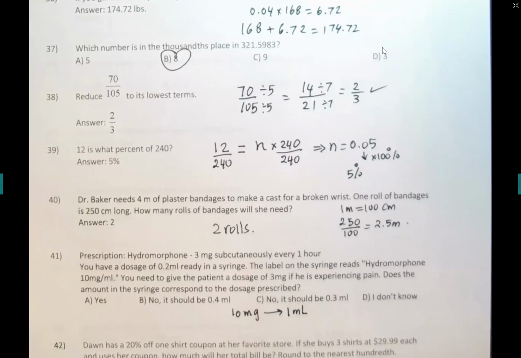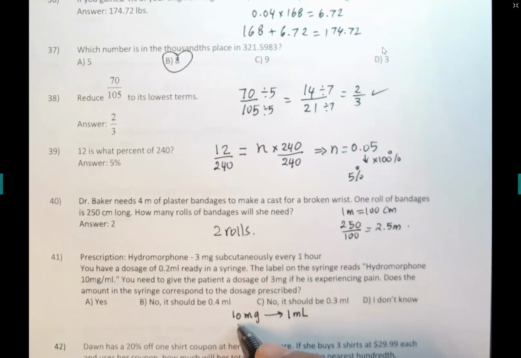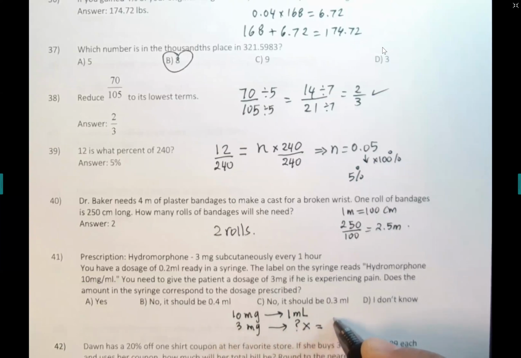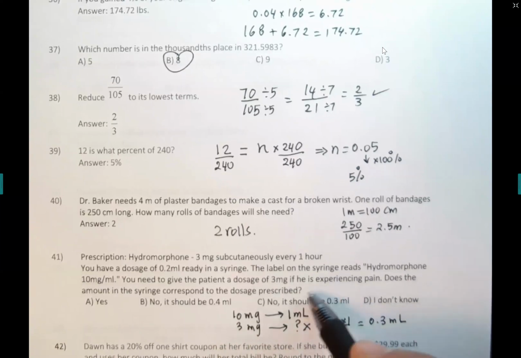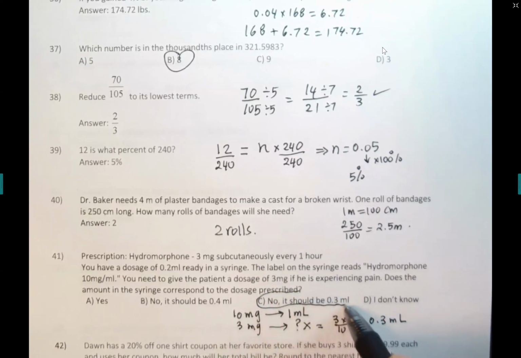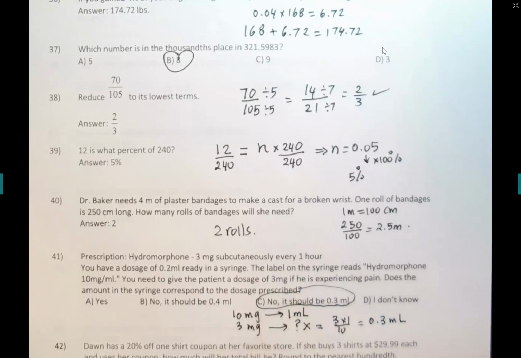So let's see if we have enough medicine. Let's see how much we should administer. We need 3 milligram. Let's figure out how many milliliter this is, X. Cross multiplication, guys: 3 times 1 divided by 10, which is 0.3 milliliter. Actually we have 0.2, so we don't have enough. So it should be C. We don't have enough, it should be 0.3. Next.